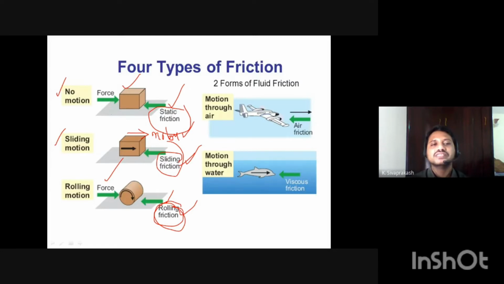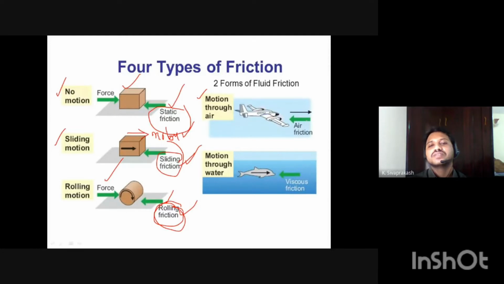All of these frictions take place between dry surfaces, so they are also called dry friction. Now let us move to fluid friction. Fluid friction takes place between an object and a fluid. In the first case, the motion through the air. Fluid means air and liquid. Now, the motion through the air: when an aeroplane is moving in the sky, some force acts on the right side, in the opposite direction.